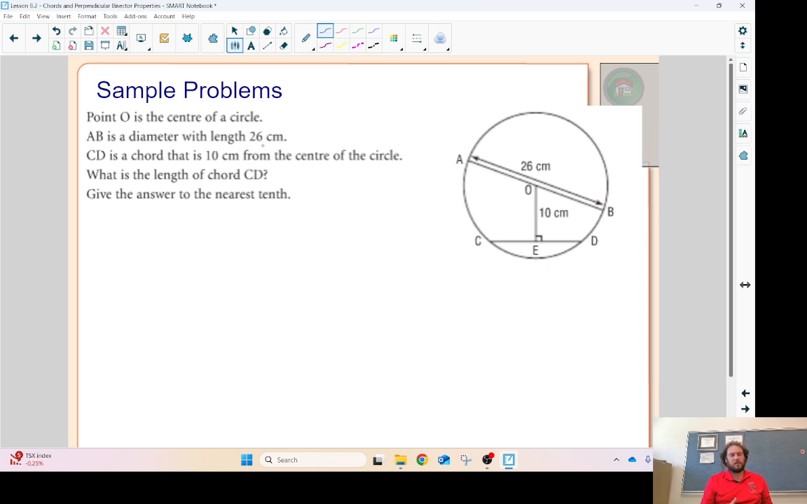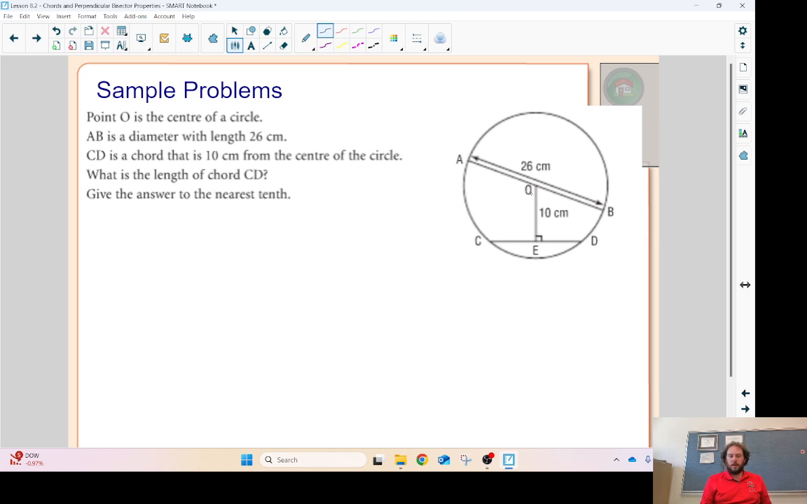Now, we haven't talked about diameters and how that might come into play. But again, just be aware that we can always draw out other information. If we're given something, we might actually be given something else, just not explicitly told that. So let's just keep that in mind for a second. CD is a chord, and it's 10 centimeters from the center of the circle. So to go from O to this point E, we're being told that this distance here is 10 centimeters. And then finally, what is the length of chord CD?